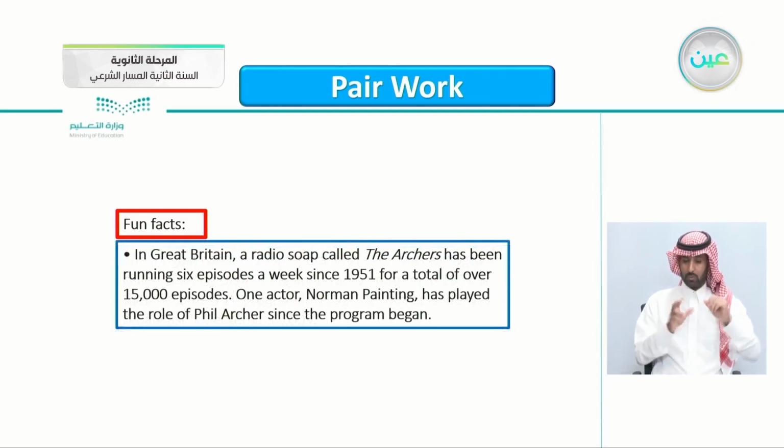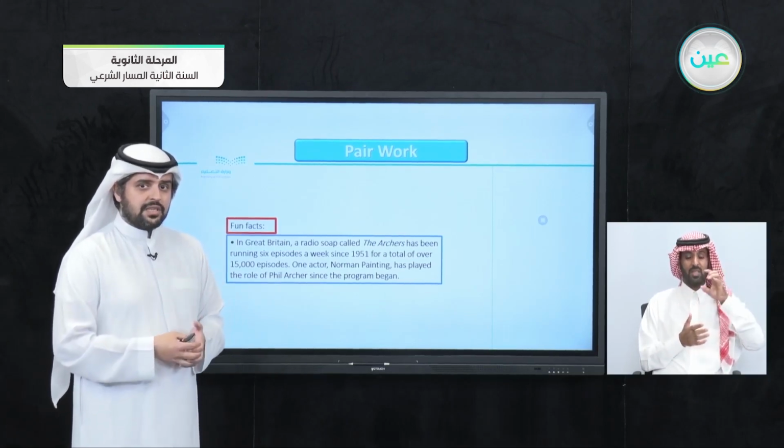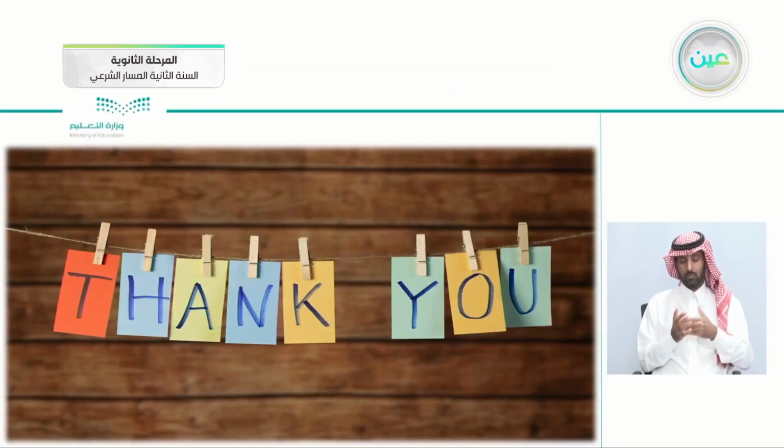Another fun fact here, in Great Britain, a radio soap called The Archers has been running 6 episodes a week since 1951 for a total over 15,000 episodes. One actor, Norman Painting, has played the role of Phil Archer since the program began. Can you watch this TV series of 15,000 episodes? It's up to you. And with that, we reach the end of this lesson.